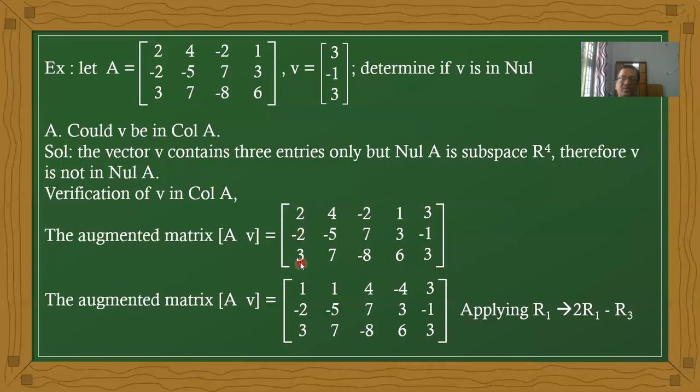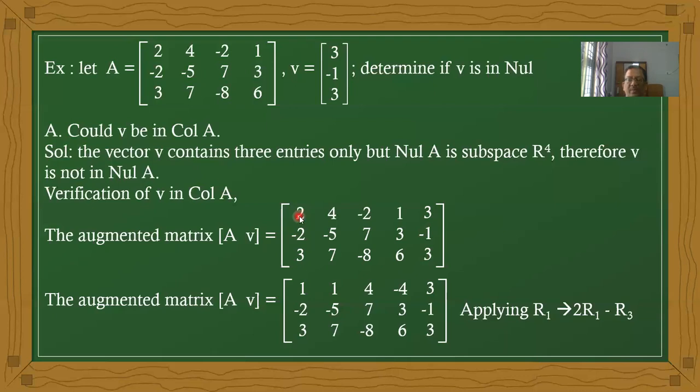What are the columns now? 2, minus 2, 3, 4, minus 5, 7, minus 2, 7, minus 8, 1, 3, 6, and the last column is nothing but V, 3, minus 1, 3 now. Okay, these are the values now. Now the leading coefficient should be 1.